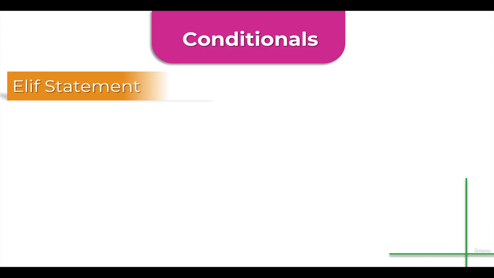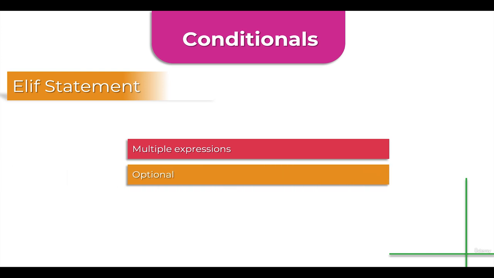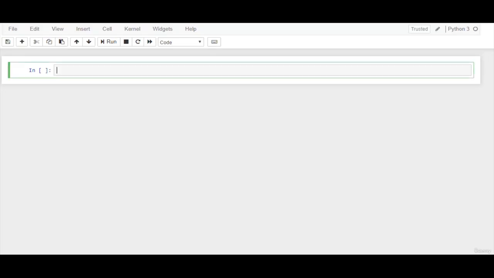So the elif statement allows us to check multiple expressions for true and then execute a block of code as soon as one of those conditions evaluates to be true. So similar to the else, the elif statement is optional. However, unlike else, for which there can be at most one statement, there can be an arbitrary number of elif statements following an if. I'll show you some examples. Let's create a variable named model and ask for the value to be entered by the user.